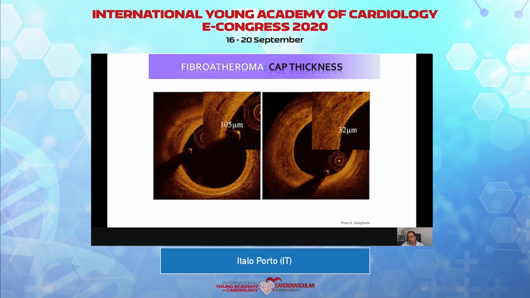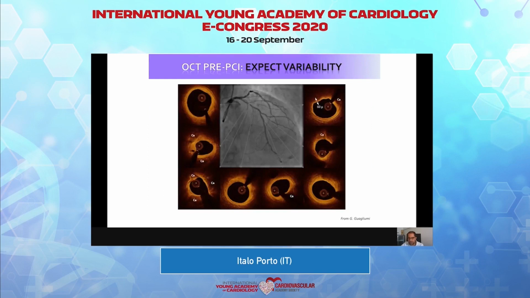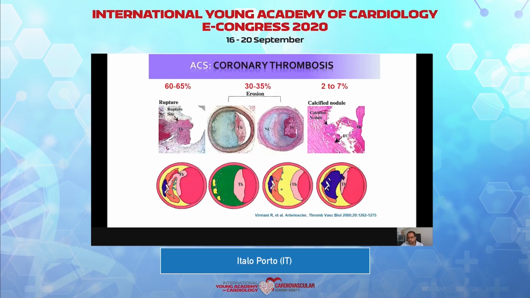You can identify and measure the cap thickness in plaques, but in general, in normal patients, you see all these features together. So you see variable, all the typical features, in a single patient. OCT is very important to study ACS patients because you can clearly see thrombus, and you can differentiate between the three main causes of coronary thrombosis in ACS: plaque rupture, plaque erosion, and calcified nodules.